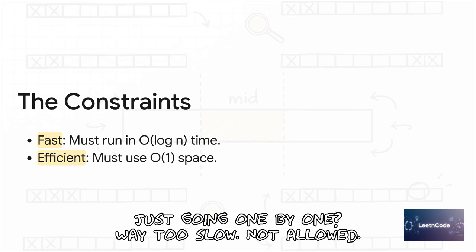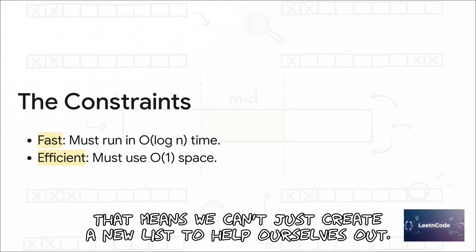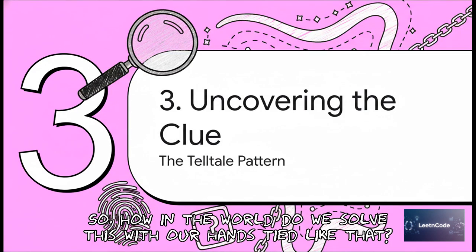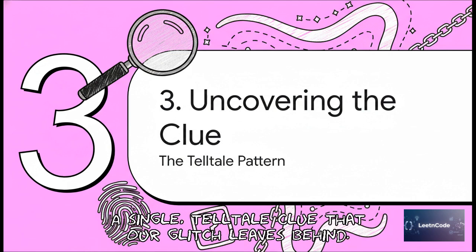Just going one by one? Way too slow, not allowed. Second, it has to be super efficient with memory, using constant space. That means we can't just create a new list to help ourselves out. These rules force us to get really, really clever. So, how in the world do we solve this with our hands tied like that? Well, just like in a good detective story, it all comes down to finding a hidden pattern, a single telltale clue that our glitch leaves behind.